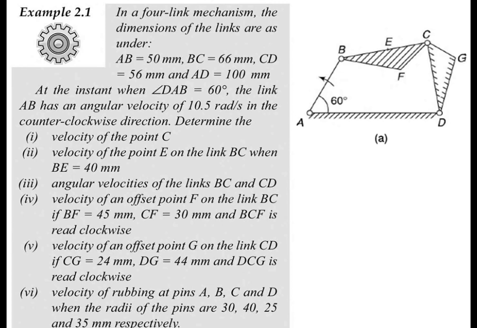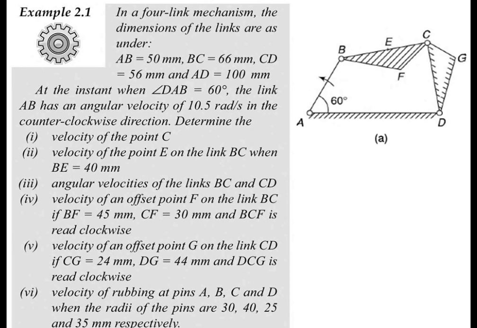So you can see there, in the 4-bar chain mechanism, AB length is 50 mm, BC length is given as 66 mm, CD is given as 56 mm, and AD is given as 100 mm. So AD is the fixed frame, that is the base part, and then the link AB has an angular velocity of 10.5 radians per second.